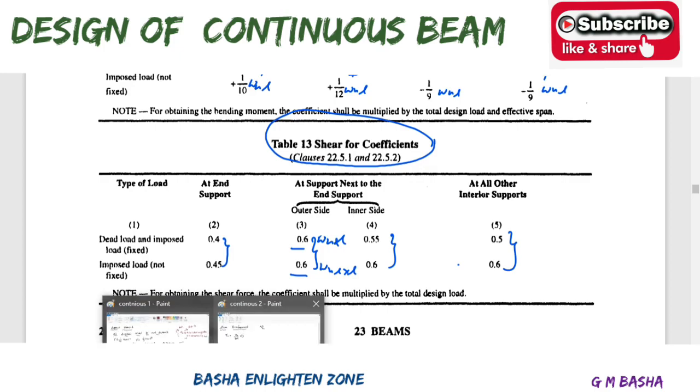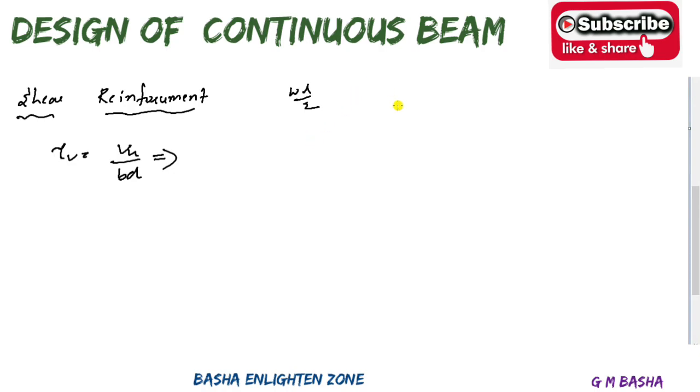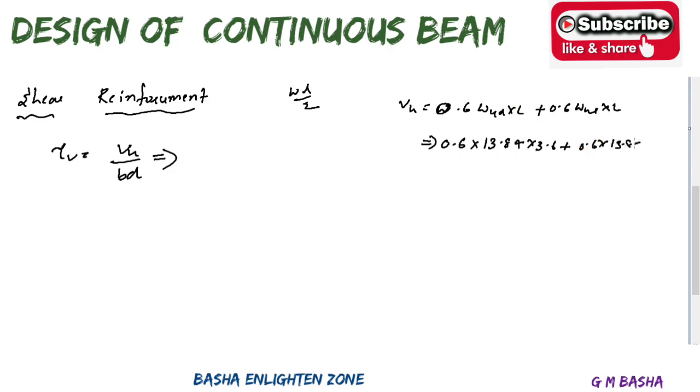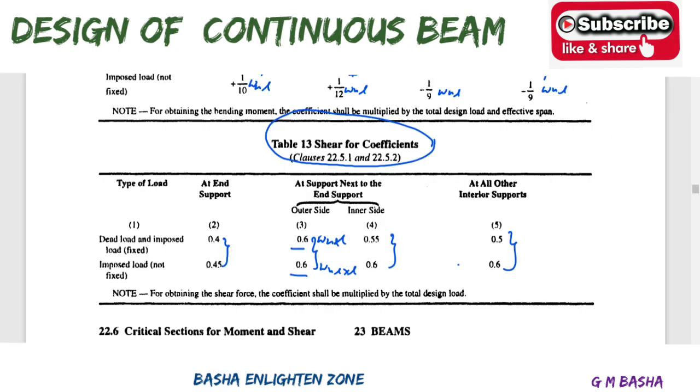So we know the condition. So I will directly write Vu will be equal to 0.6 WuD into L plus 0.6 WuL into L. So if you simplify this according to the shear coefficient, how much will you get? That is 0.6 into 13.84 into length of this span, which is 3.6, plus 0.6 into 13.84 into 3.6. So if you simplify, you will get 46.1 kilonewton. Like that, you have to check each and every coefficient, and again you can provide for the maximum shear support only. You can check the tau value.